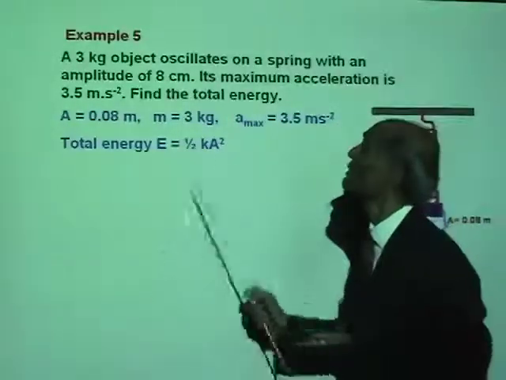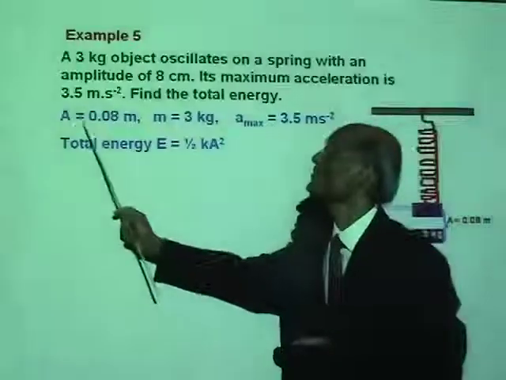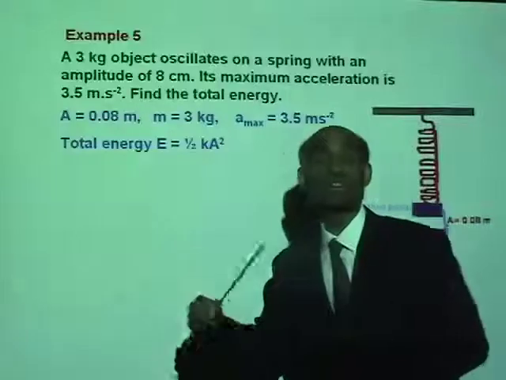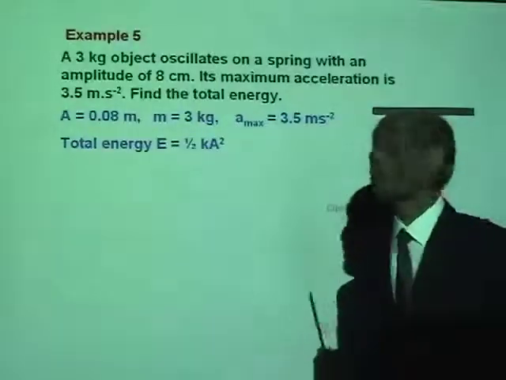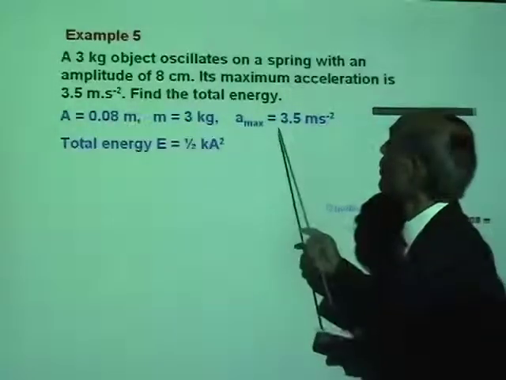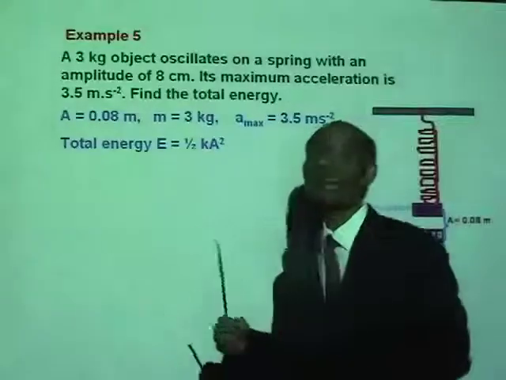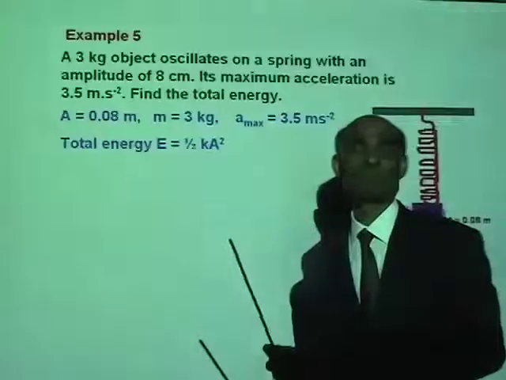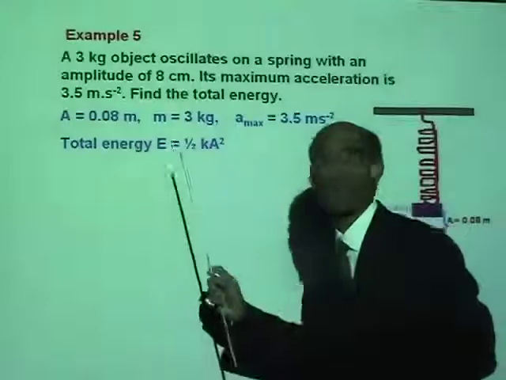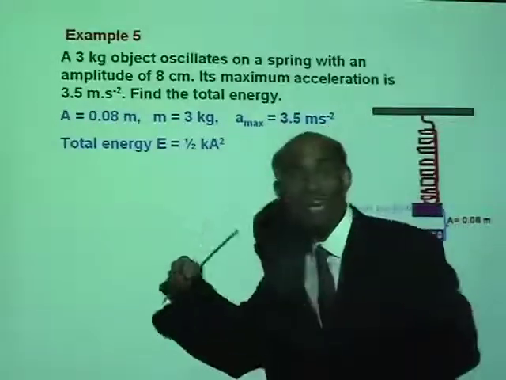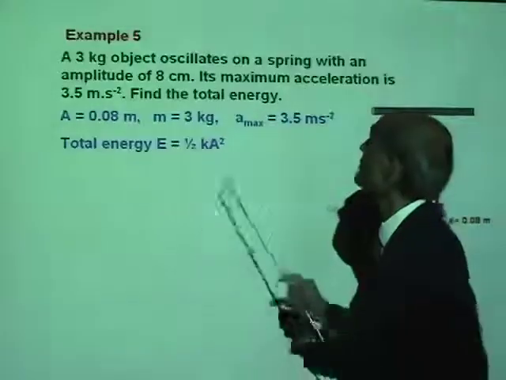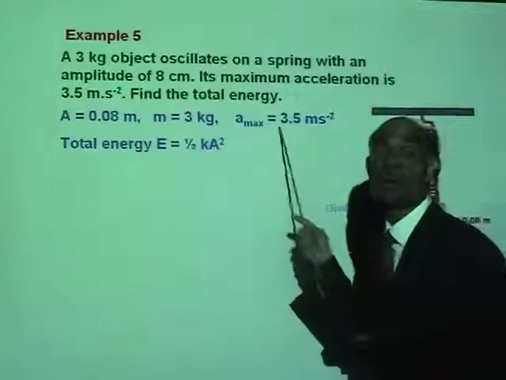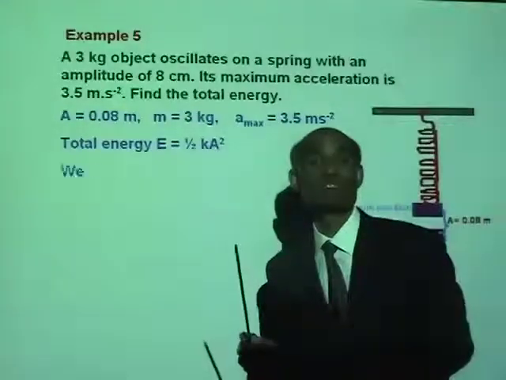Now, what do we know from here? We know the value of A. We need to find the value of K so that we can find the total energy. Now, what is in here that will help us obtain the value of K? Anybody tell me? What will lead us to find the value of K? Well, we can start looking at this. You know the maximum acceleration.